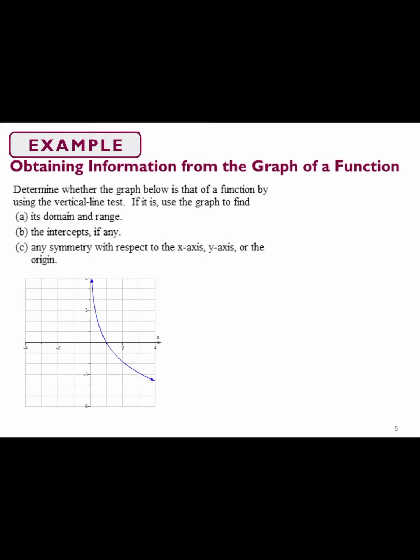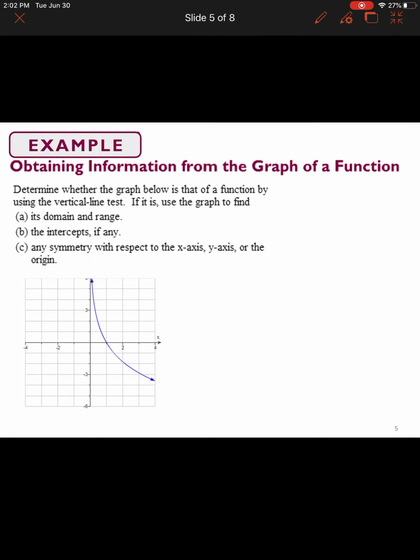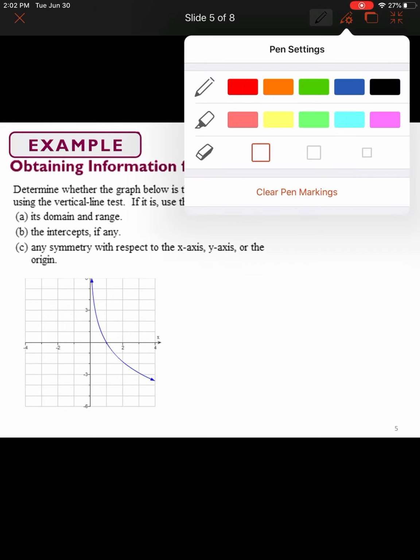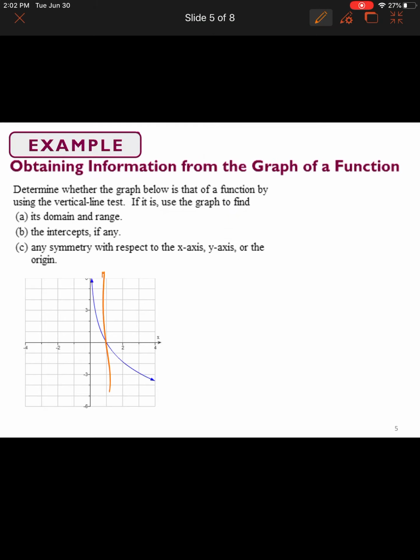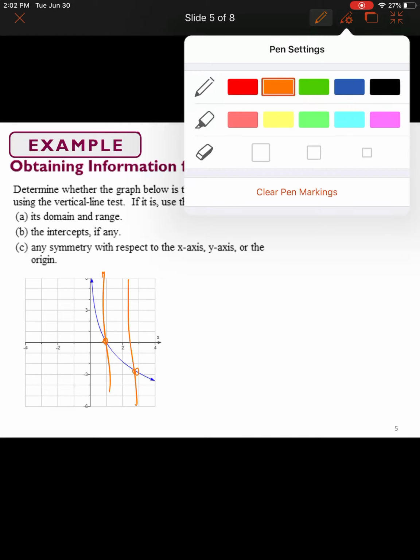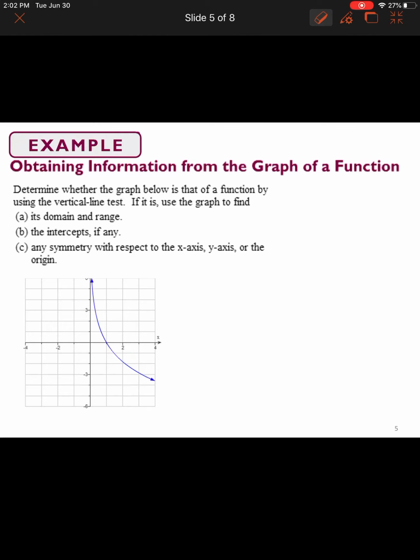Anyways. Determine whether the graph below is that of a function by using the vertical line test. If it is, use the graph to find its domain and range. All right. We're going to go ahead and get our vertical line test going. We're dropping vertical lines. We got the one punch. So it is a function. It says if it is a function, use the graph to find its domain and range. We've determined that it is a function. Now to go to the next phase.